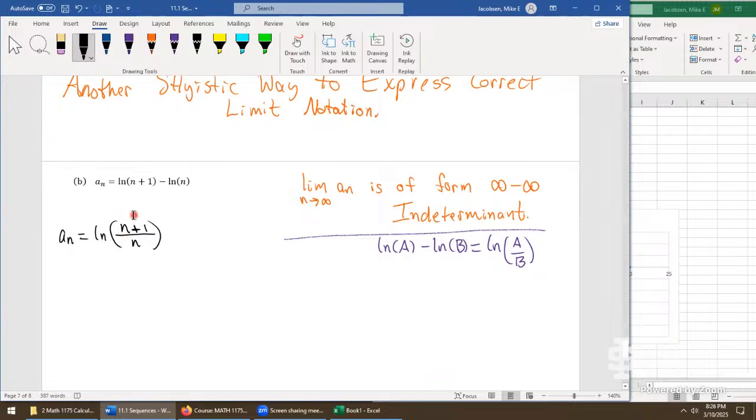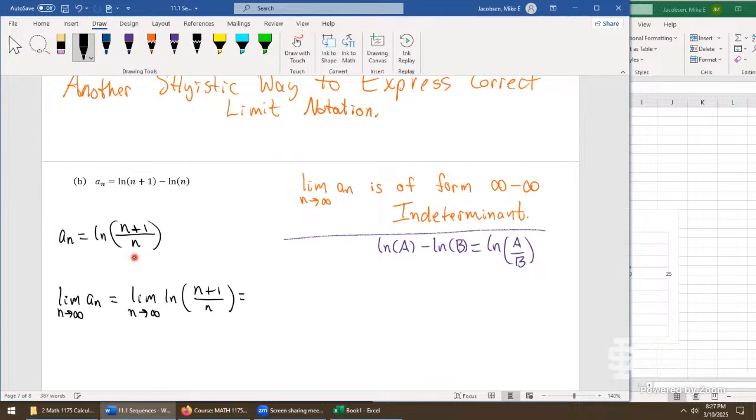Now, in this configuration, we don't have an indeterminate form whatsoever. Well, I mean, you kind of still do. You could say this is infinity over infinity, but we don't need that information because we can resolve this limit really fast without using L'Hopital's rule. We can say the limit as n goes to infinity of a_n is the limit as n goes to infinity of the natural logarithm of (n plus 1) over n.